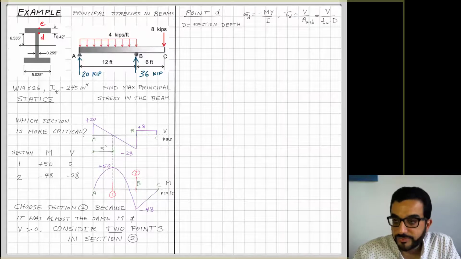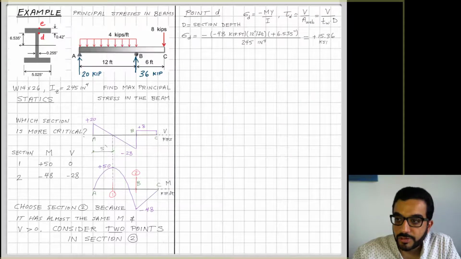If I start with sigma D, it's negative M, which is negative 48. Bring that from kip-foot to kip-inch to match the area properties I have. This is times the y coordinate of D, which is 6.535 inches from the centroid, divided by I. And that will bring us sigma D to be positive 15.36 ksi.